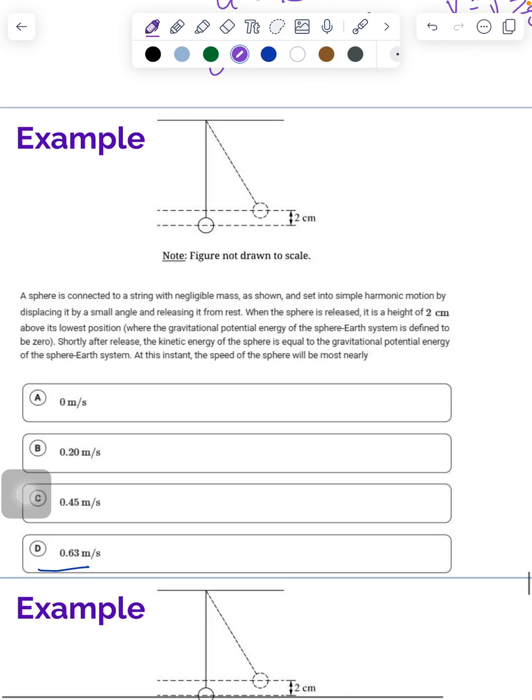Okay, example 1. A sphere is connected to a string with a negligible mass and set in a simple harmonic motion by displacing it a small angle and releasing it from rest. So this is at rest, which means there's no kinetic energy, and this is where it's going to be released from. So U here will equal E total.